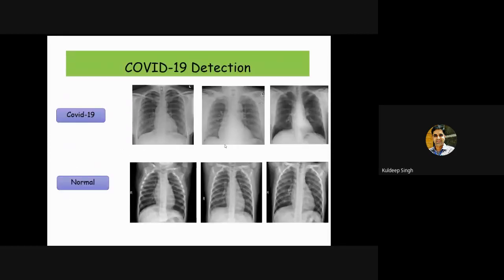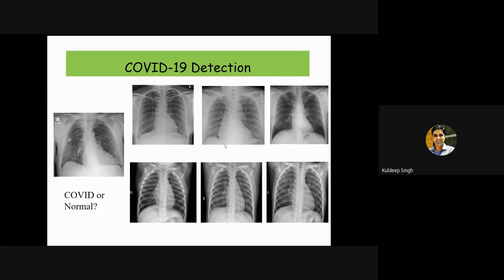So let's look at more specific applications. Suppose a radiologist has been given multiple samples of COVID-19 and normal images, and when a new image is provided to the radiologist, based on the examples given, he or she can easily detect whether this chest X-ray belongs to the COVID category or the normal category. In the same fashion, the deep learning algorithms also work.